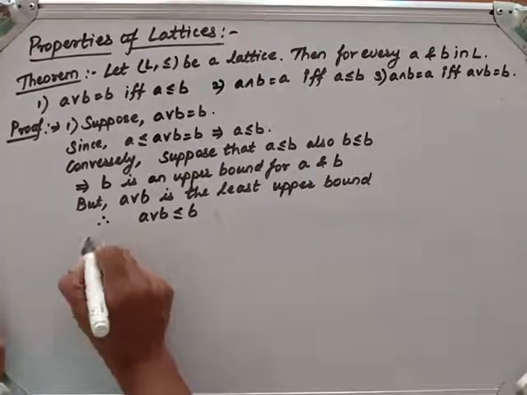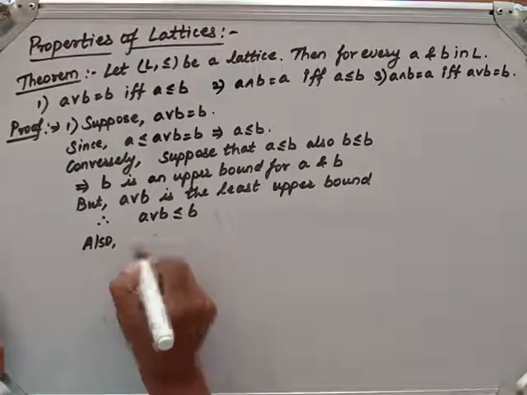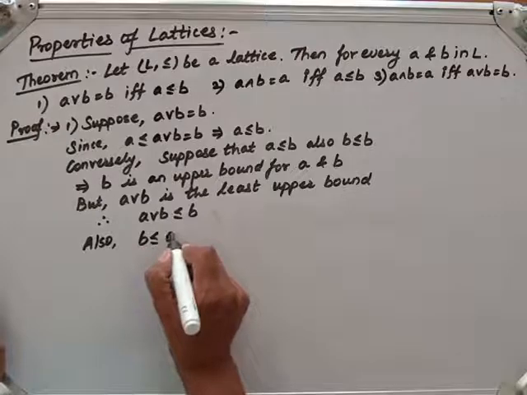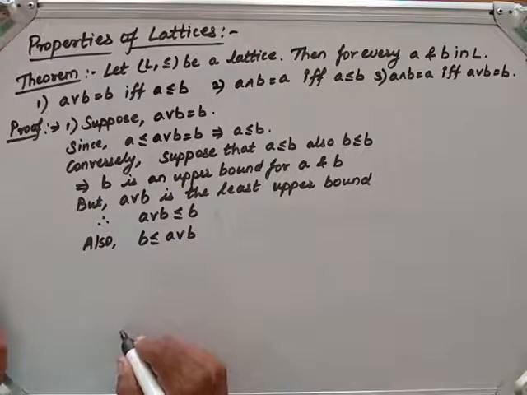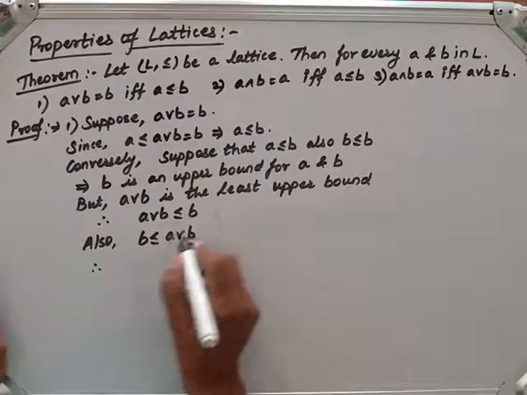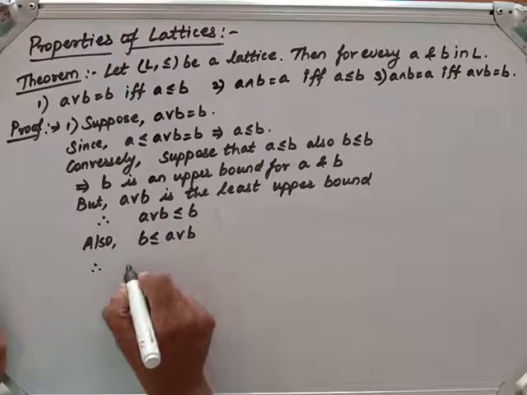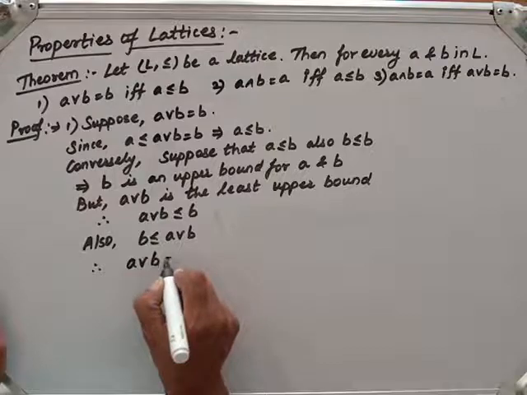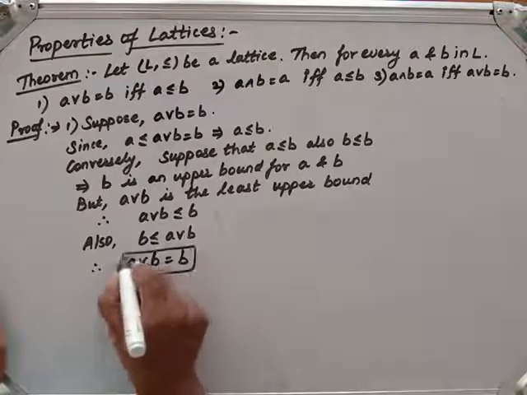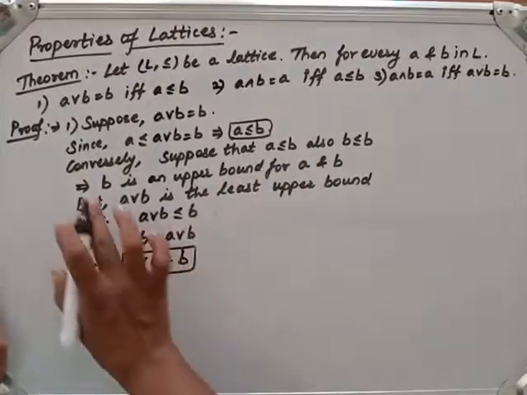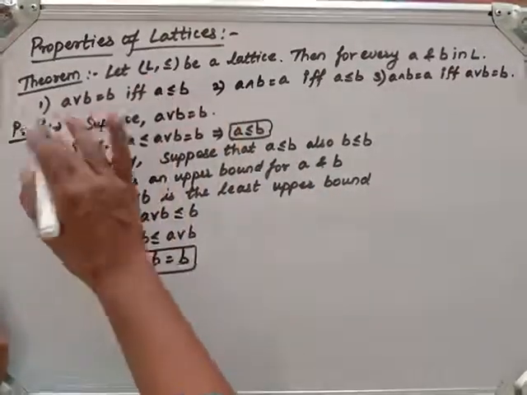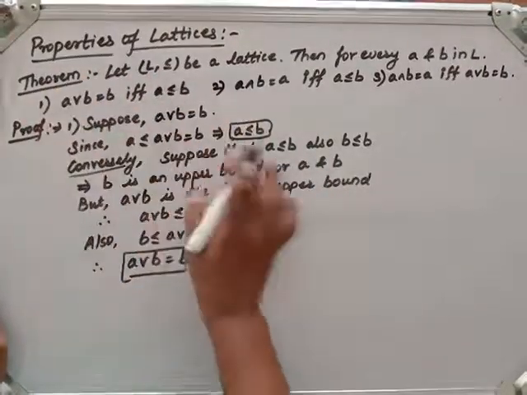Let me write this in here. Also, B related to A join B means it is an upper bound for B also. Fine. Therefore, from these two things we can say A join B is equal to what? B. This is the converse part and this is the direct part. So we have proved both the things.